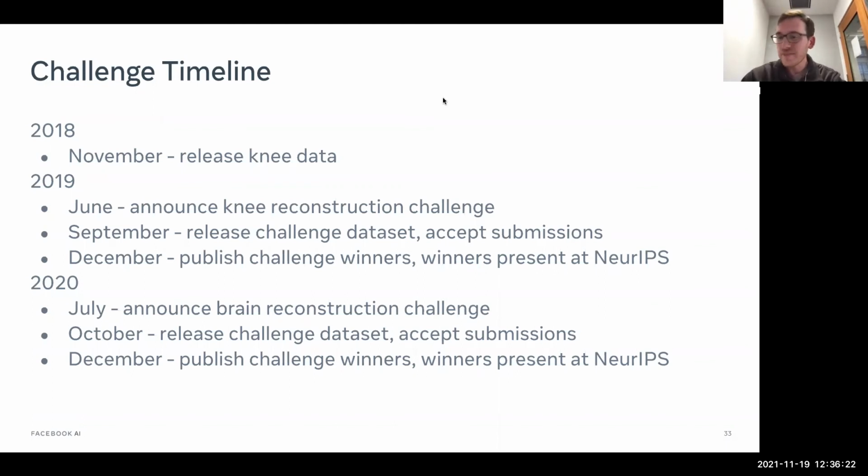We released the data in November of 2018. After people had worked with it for about 7-8 months, we announced a new reconstruction challenge in June of 2019. In September, the challenge actually occurred. We released the data set and accepted submissions. In December, we published challenge winners, and the winners got to present at NeurIPS. We repeated the whole process in 2020 for brain data. So I'm going to go over both of these challenges here.